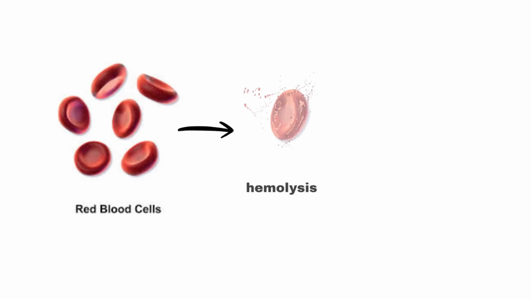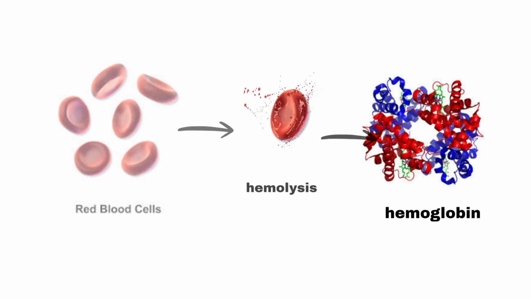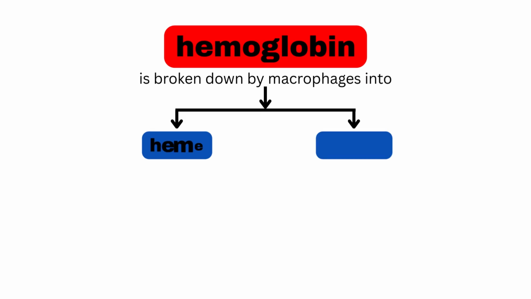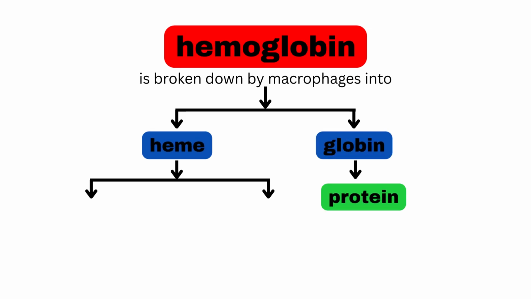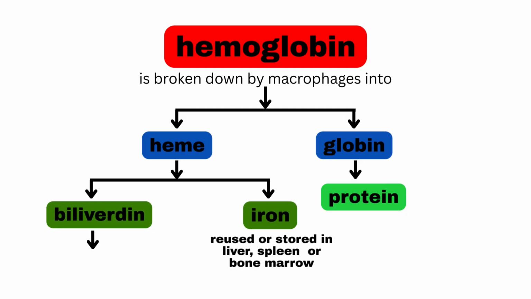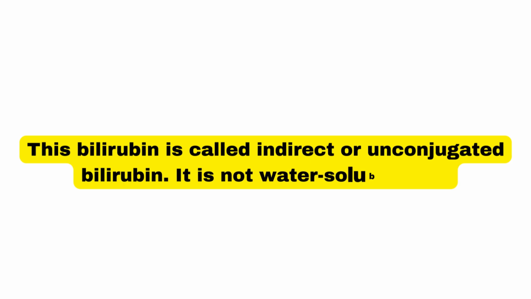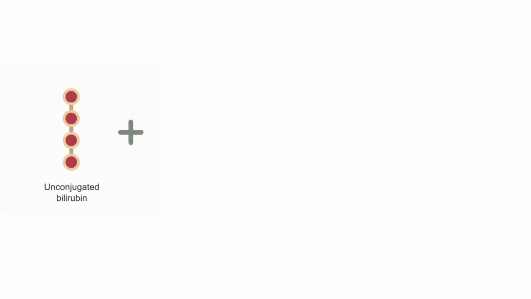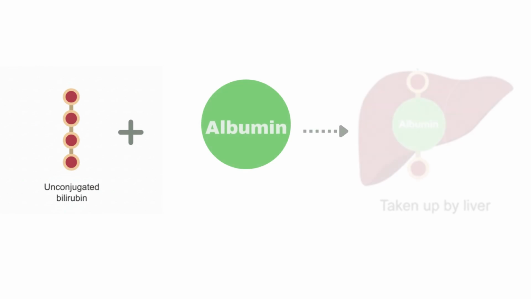When red blood cells break down, hemoglobin is released. Hemoglobin is split into heme and globin. Globin is reused, while heme is converted into biliverdin, and biliverdin is then reduced to bilirubin. This bilirubin is called indirect or unconjugated bilirubin. It is not water soluble, so it binds to albumin in the blood and is transported to the liver.